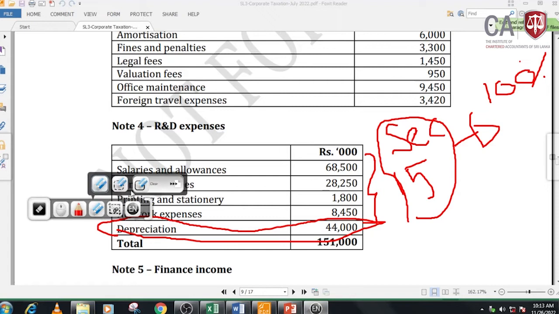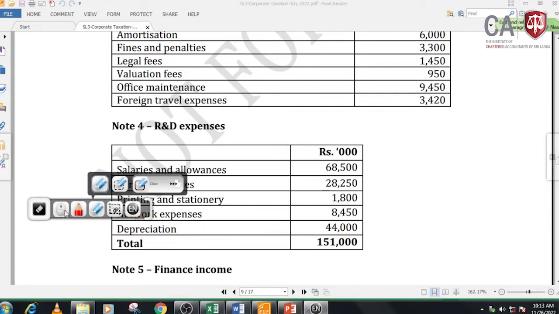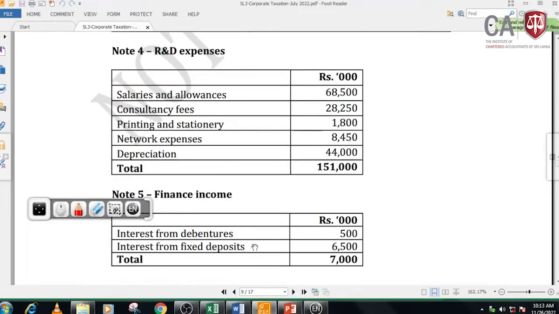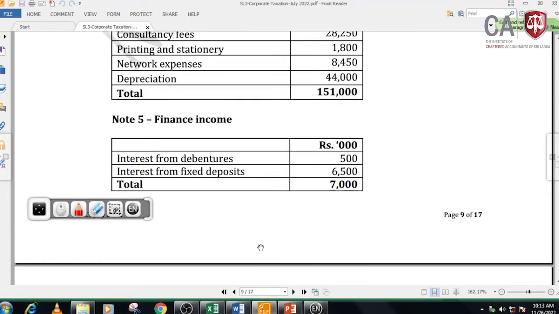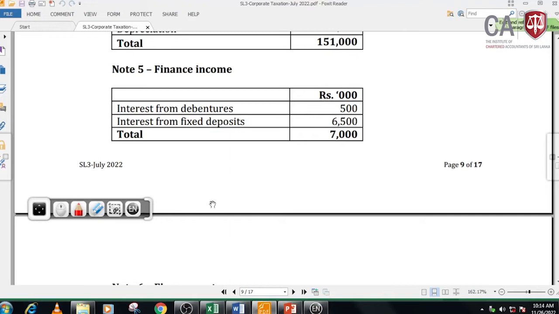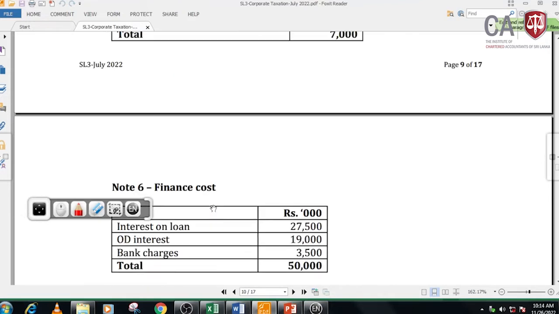Now let me come to the finance income. In the finance income, interest from debenture, interest from fixed deposit, we will look at, being an agricultural company and a manufacturing company doing export also. This is the investment income. But we need to look at any exemptions given.